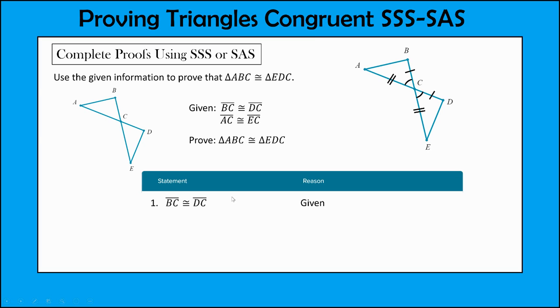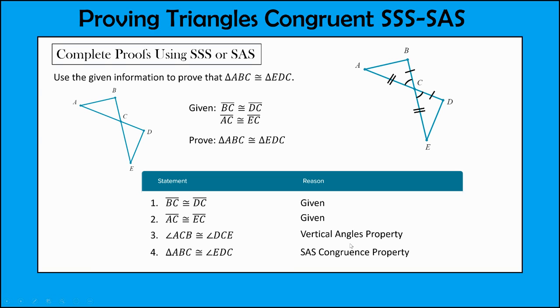Okay? So start writing in your proof. BC is congruent to DC, given. AC is congruent to EC, given. So there's my side and my side. Now I have to enter in the angle. Angle ACB is congruent to DCE by the vertical angles property. There's my side, angle, side in the proof. So now I can say the triangles are congruent by the side, angle, side property. So it's pretty much the same proof. Now you have to write it.